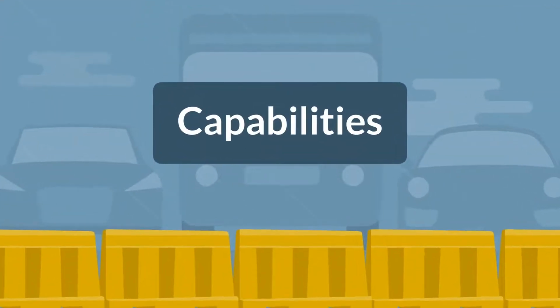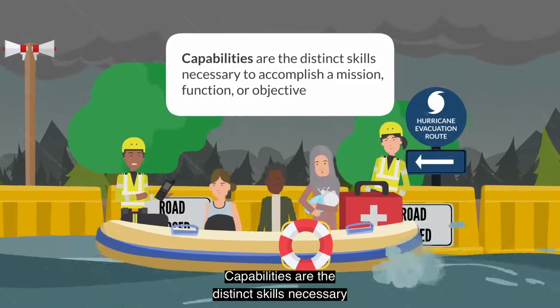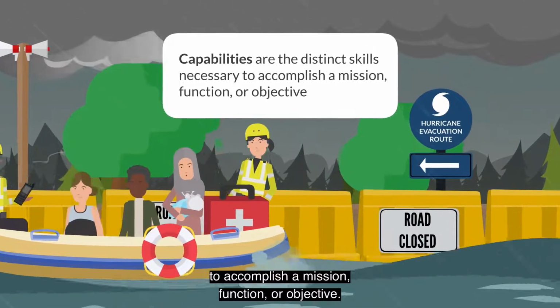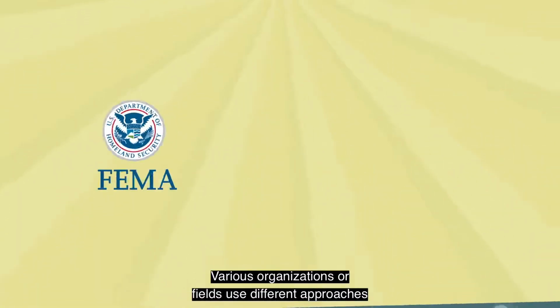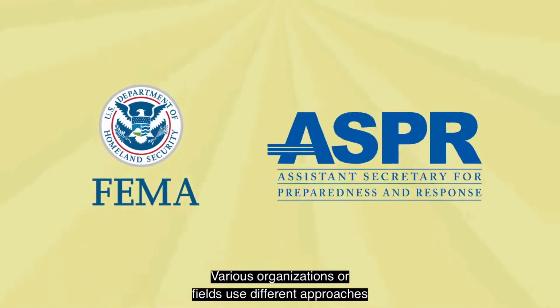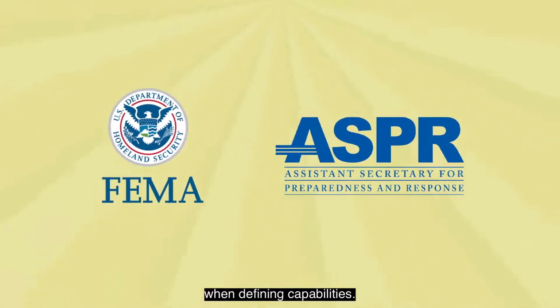Capabilities. Capabilities are the distinct skills necessary to accomplish a mission, function, or objective. Various organizations or fields use different approaches when defining capabilities.